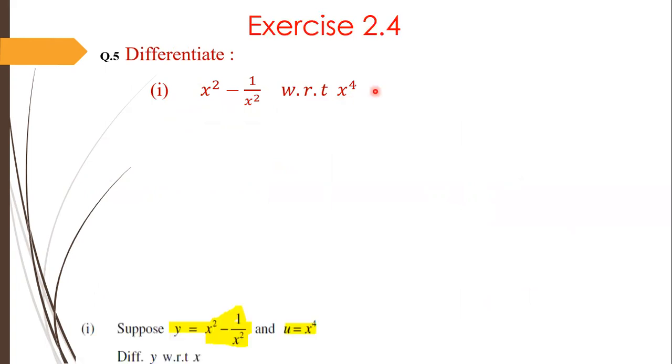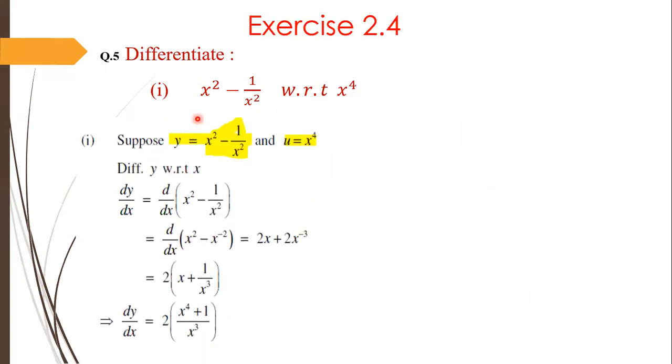Now, question number 5. Differentiate x square minus 1 over x square with respect to x raised to power 4. Suppose that y is equal to x square minus 1 over x square and u is equal to x raised to power 4. Consider the first factor is equal to y and the second is equal to u.